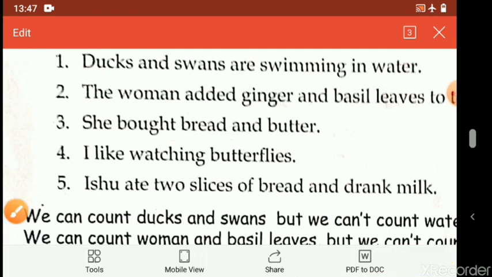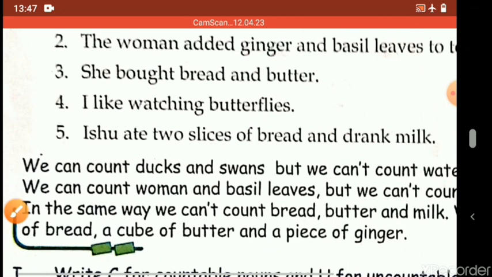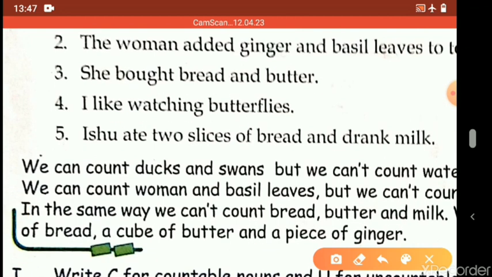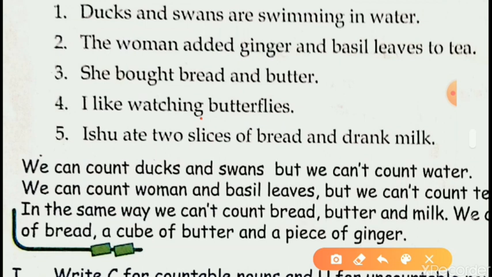Now, students, let's look at the fourth sentence. I like watching butterflies, which is the noun butterfly. Can you count butterflies? Yes, butterflies can be counted. So they are countable nouns. Now let's look at the fifth sentence, students.